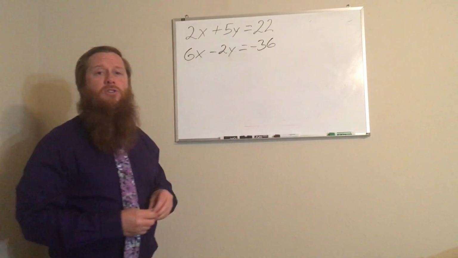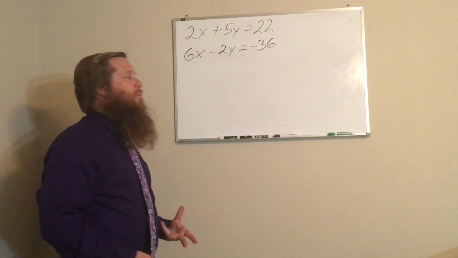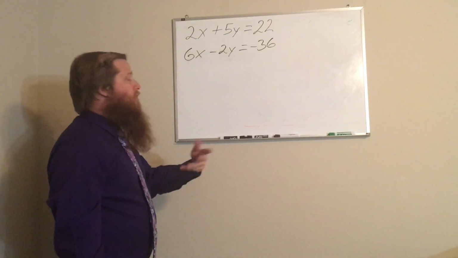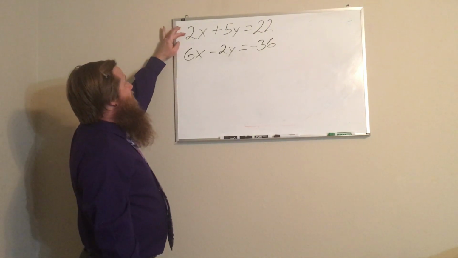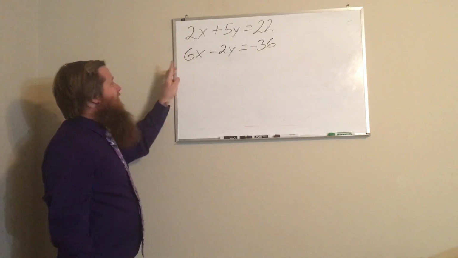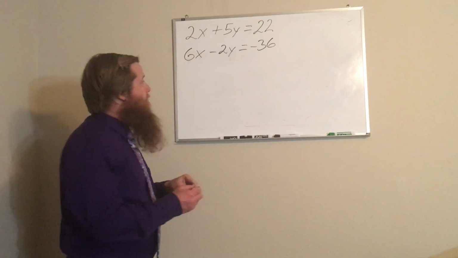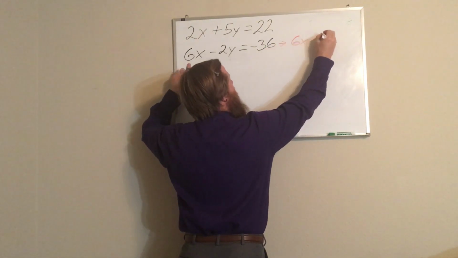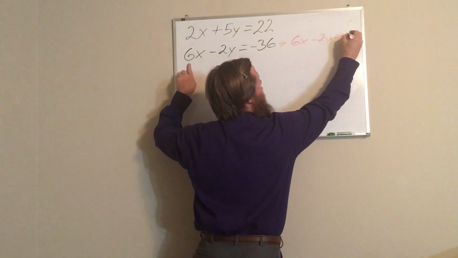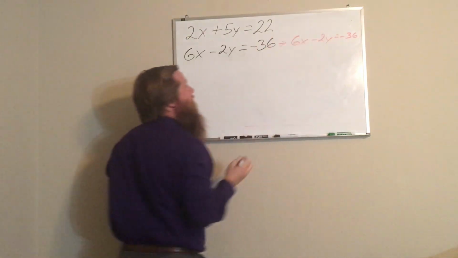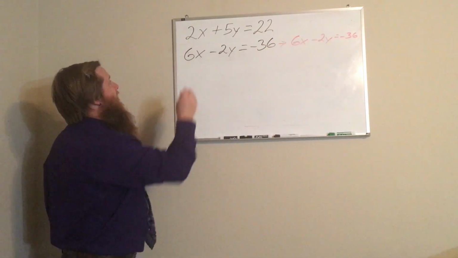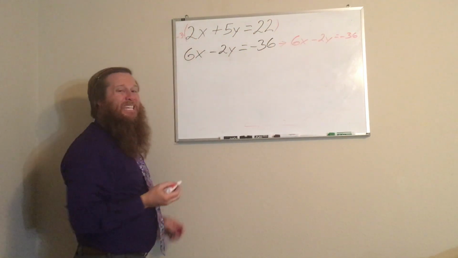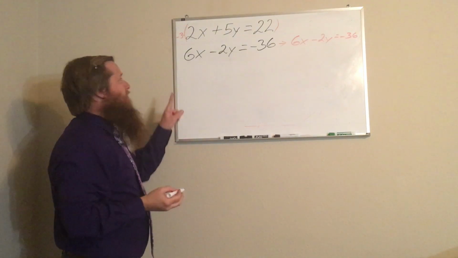The first thing that I'm going to do is look for values that have a least common multiple. The least common multiple for 5 and negative 2 is actually 10, which I could use if I want to. But over here, the least common multiple between 2 and 6 is actually a 6, so I don't need to change my bottom equation. I can leave the bottom equation the way that it looks. 6x minus 2y equals negative 36. But what I'm going to do now is multiply the entire top equation times negative 3. So let's distribute this negative 3.